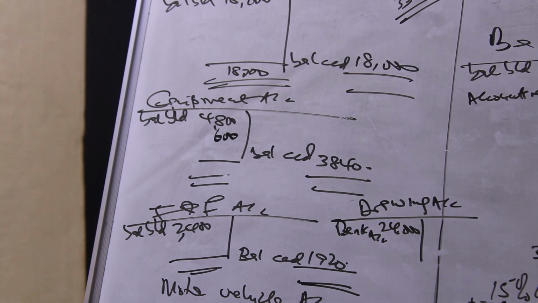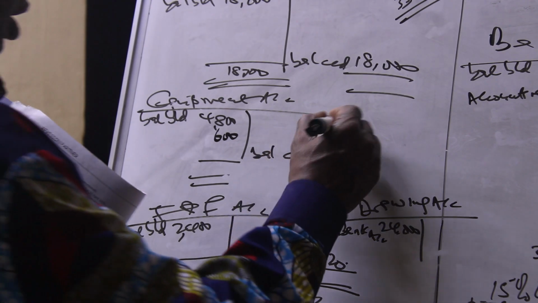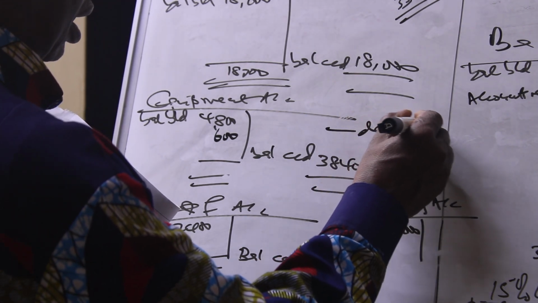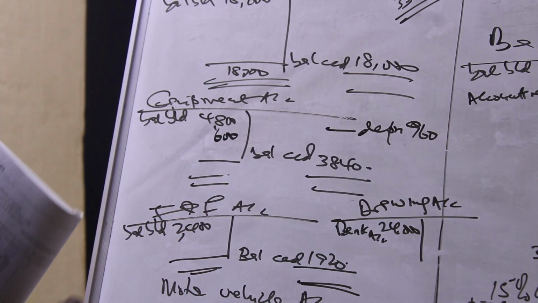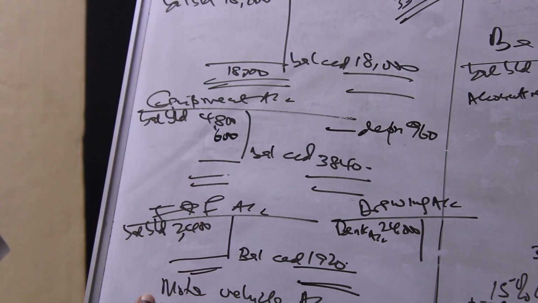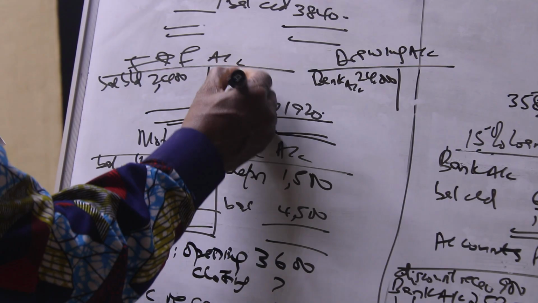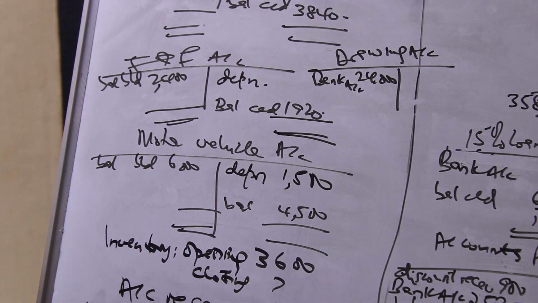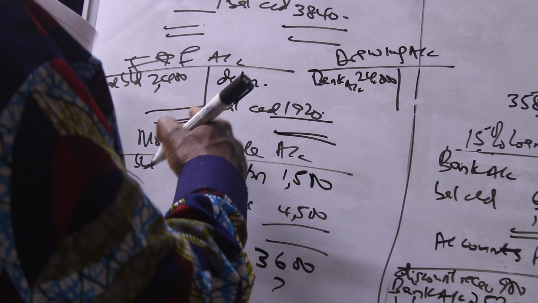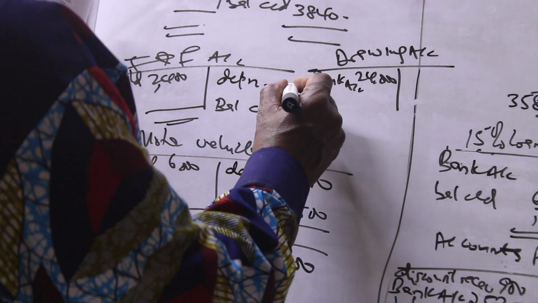The difference between the opening and closing is depreciation: 4,800 minus 3,840. The difference of 960 is depreciation. Land and building has not changed. Furniture and fittings, the difference is depreciation: 2,400 minus 1,920 is 480.